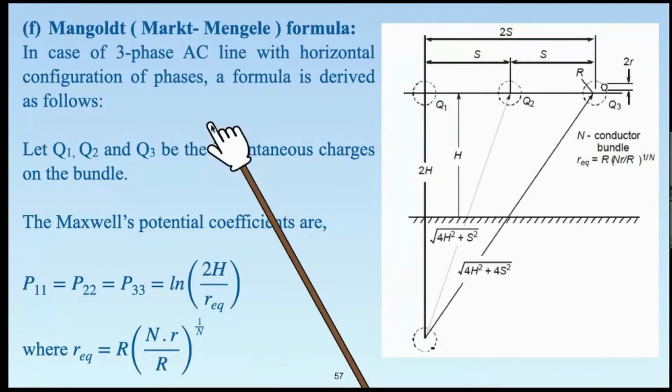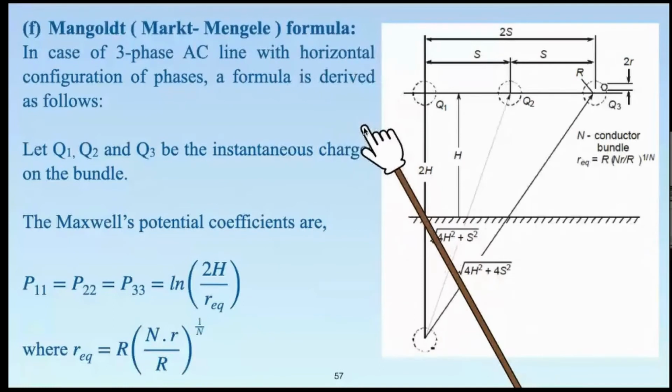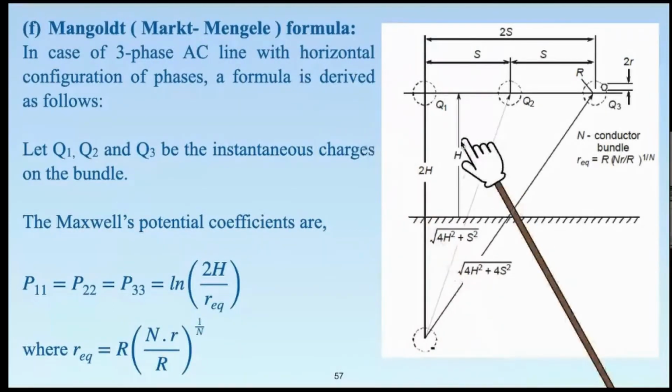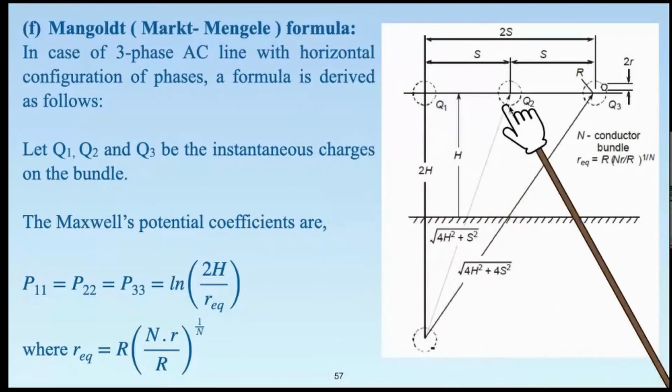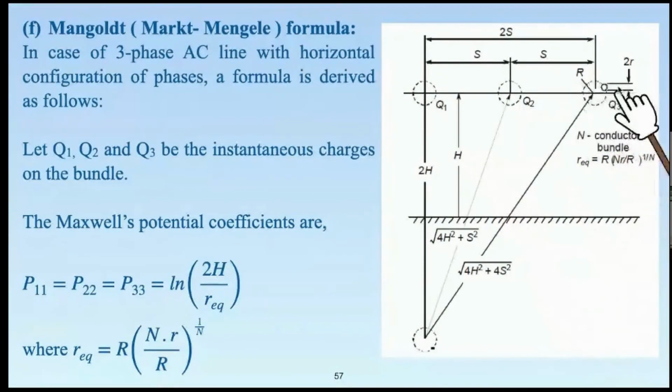So let us check with the Mangold formula. This Mangold formula is about the horizontal configuration, three-phase conductors, and within each phase there may be subconductors, maybe 2, 3, 4, as we have seen. We want to arrive at the result with the effect of ground, so this gives a more accurate result, accounting for the effect of ground as well.